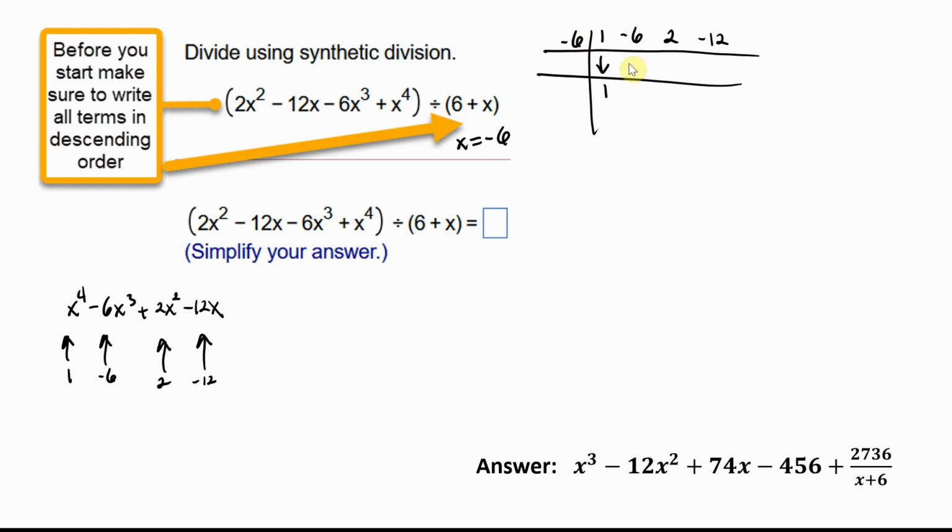All right. Always bring down the 1. Multiply negative 6 times 1, negative 6. Add them up, we get negative 12. Multiply the negative 6 times the negative 12. That gives us positive, is it 74? 72. Add the 2 plus the 72, we get 74. Multiply the negative 6 times the 74.